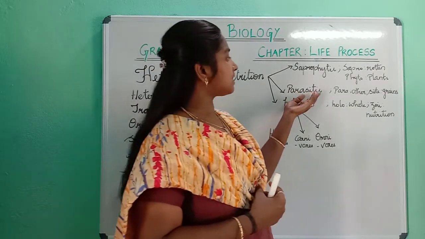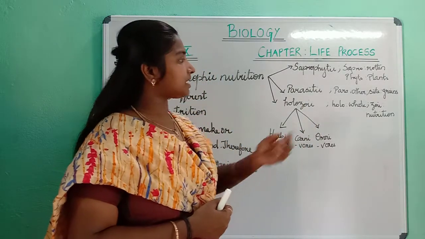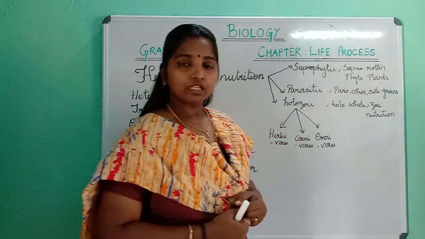Next it is the parasitic. So para in the sense it is other. Para means other and site it is grains. So what is the other?